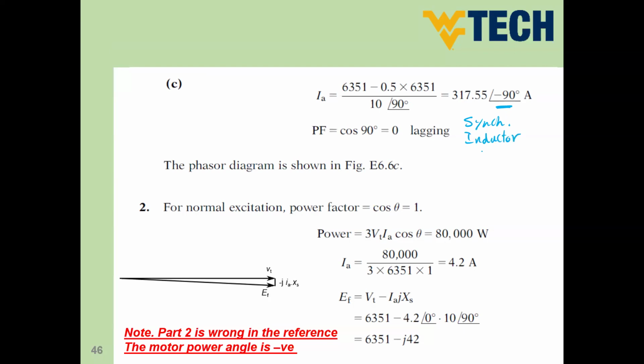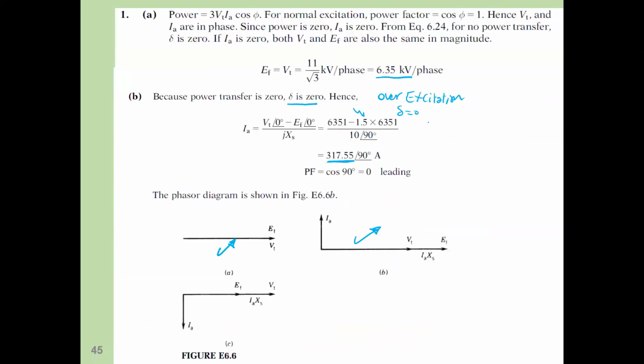And in this case, the power factor is 0 because it's 90 degrees. The power factor angle is 90 degrees. Okay. And the phasor diagram again is going to be the opposite to the synchronous condenser, which is this case now. Okay, so this is like straightforward.